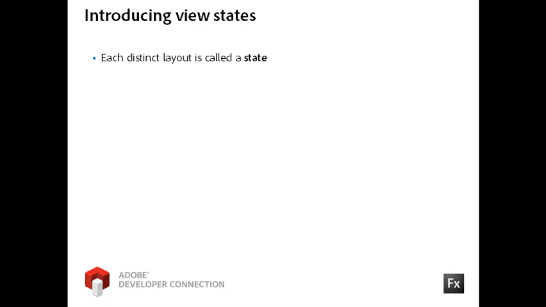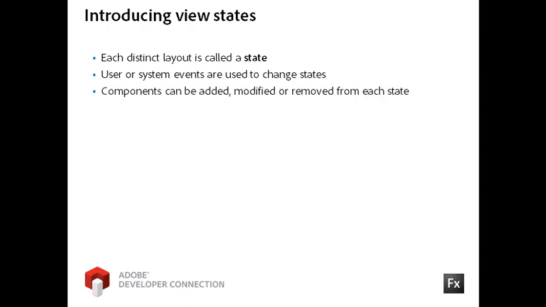Each distinct layout in an application is called a state. User and system events can be used to change application states. Between application states, components can be added, modified, or removed.